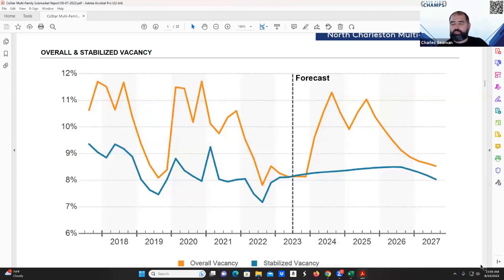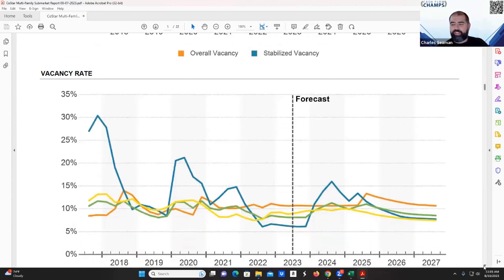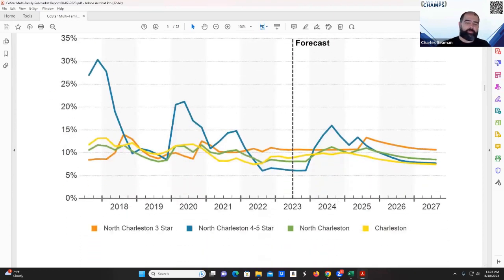So you want to go back over a longer period of time, maybe a 5 or 10 year trajectory, so that way you can see what the growth for that market has looked like traditionally over that time. So some of the things we see here are vacancy rates. So how does this impact your underwriting?